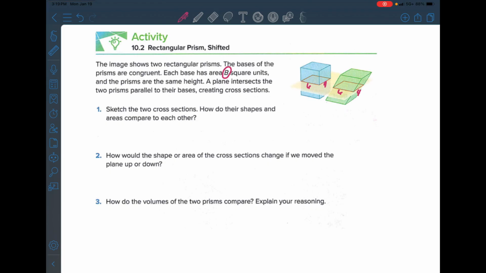How do their base shapes and areas compare to each other? Well, it already said that they were the same areas. The bases of the prisms are congruent. So how do their shapes and areas compare to each other? The areas are the same. Shapes may be a little bit different because this would be a rectangle, but this one may be a parallelogram that's not a rectangle. It doesn't make right angles. How would the shape or area of the cross sections change if we move the plane up or down? It would be the same. These would stay the same, and these would stay the same, not the same as each other. And how do the volumes of the prisms compare? Your volumes are the same.